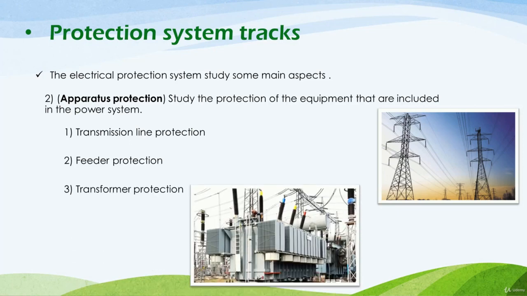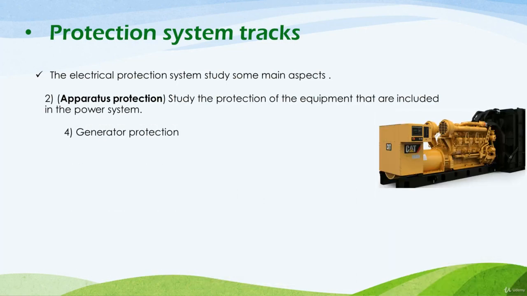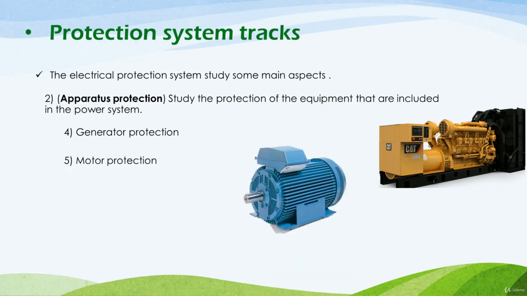And after that we have the transformer protection, as there are some faults which may be caused for the transformers, so we need to protect the transformers also. And also the fourth apparatus which we need to protect is the generator. So we study the generator protection as an important device in the power system. And also we take the motors into account for the protection, as there may be some faults which occur on the motors during their working operation, so the protection is responsible for protecting the motors also.